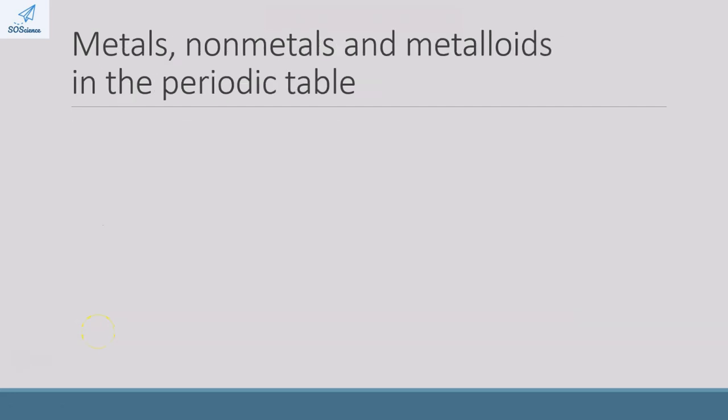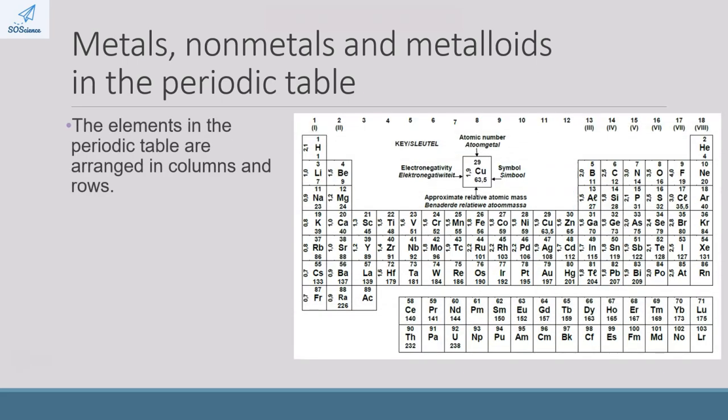Now that brings us to metals, nonmetals, and metalloids in the periodic table. So let's now delve a little bit more deeply into the periodic table. The elements in the periodic table are arranged in columns and in rows. Columns go from top to bottom, up and down. A row, on the other hand, goes from side to side, so left to right.